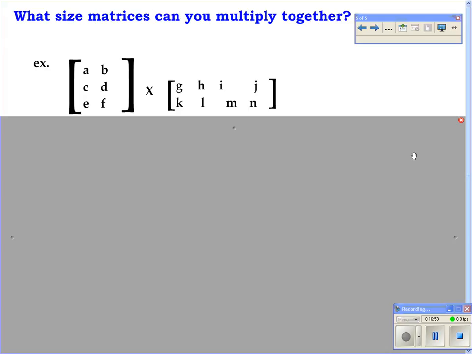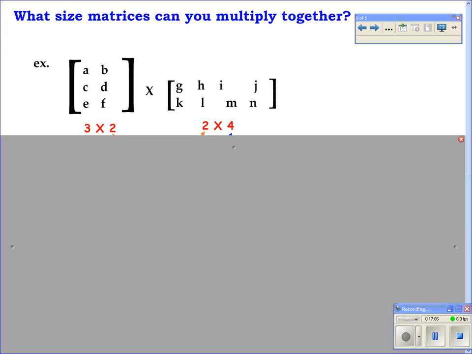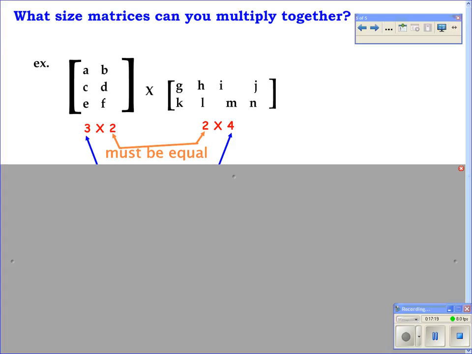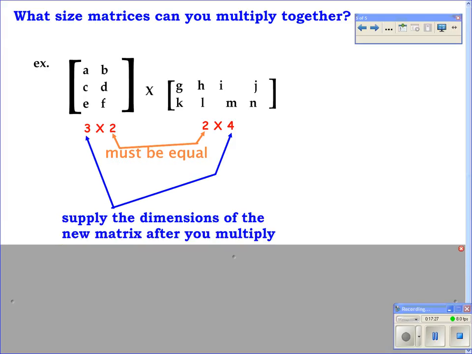This would be a, how many rows? 2 by 4. So these are the 2 sizes of these matrices. The first one's a 3 by 2. The second one's 2 by 4. If those 2 numbers match, you can multiply them. And the nice thing about writing down the size of these is those outside numbers tell you how big the matrix is going to be for your answer. So if we multiplied these, we would end up with a 3 by 4, 3 rows and 4 columns for your answer. So you'll know what size you will end up with based on that.